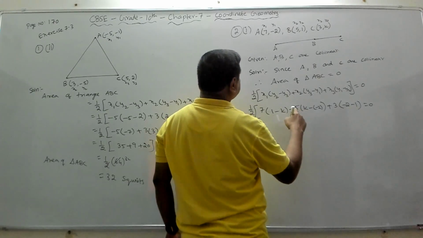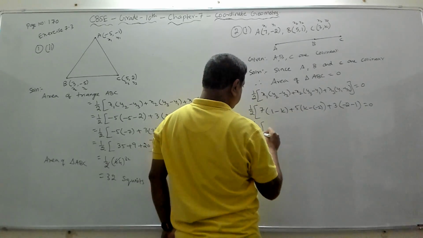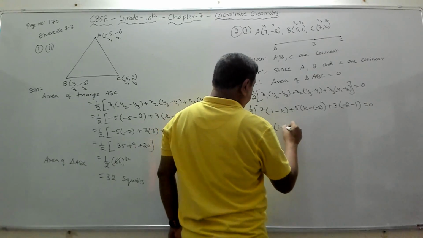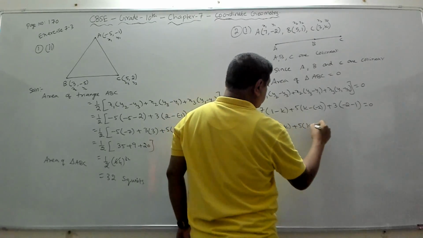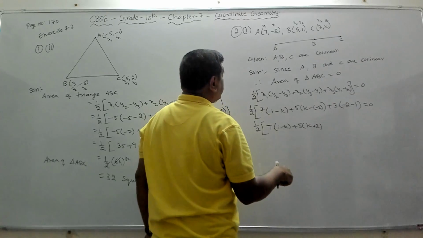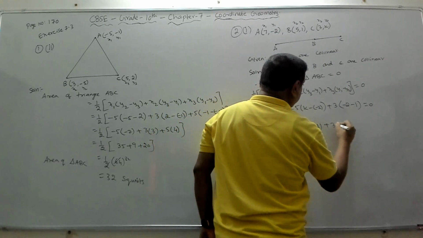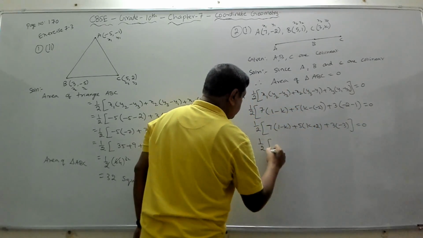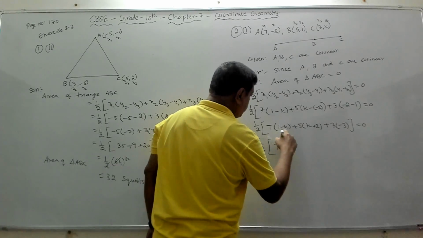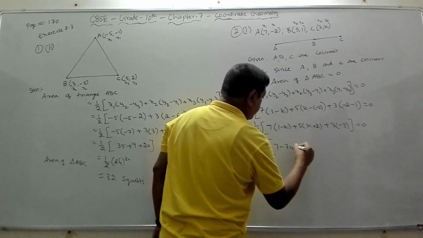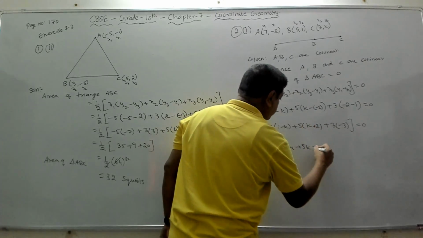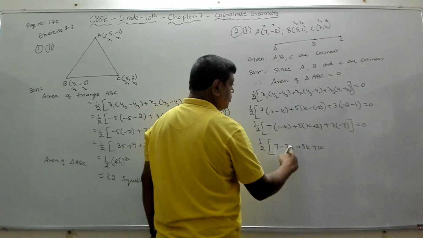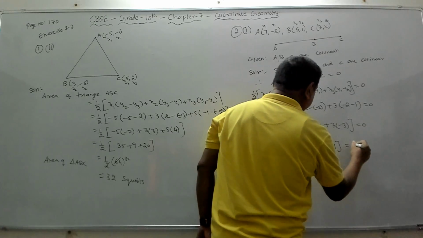What do we do next? We'll simplify this. So 1 by 2 of 7 into 1 minus K plus 5 into K plus 2, because minus of minus 2, y3 minus y1, plus 3 into minus 2 minus 1, which is minus 3, equal to 0. So that is equal to 1 by 2 of 7 into 1 is 7, 7 into minus K is minus 7K, 5 into K is 5K, 5 times 2 is 10, and 3 times minus 3 is minus 9, equal to 0.